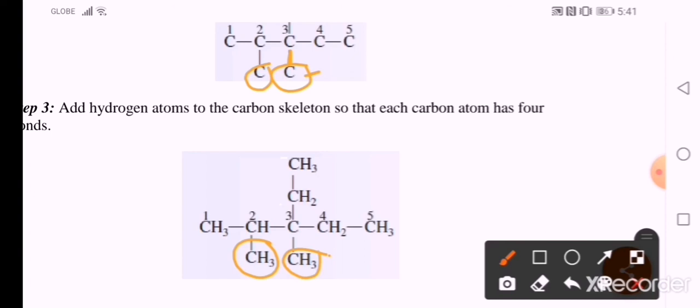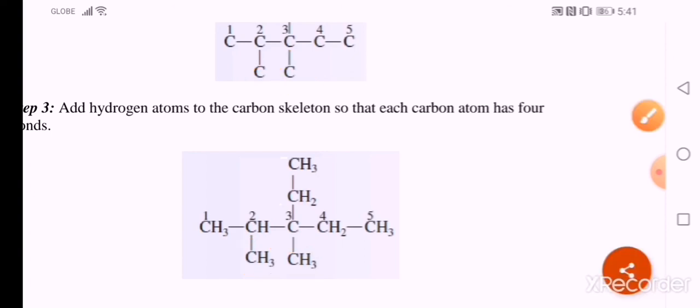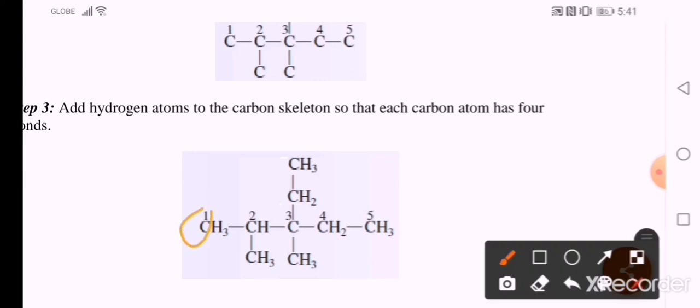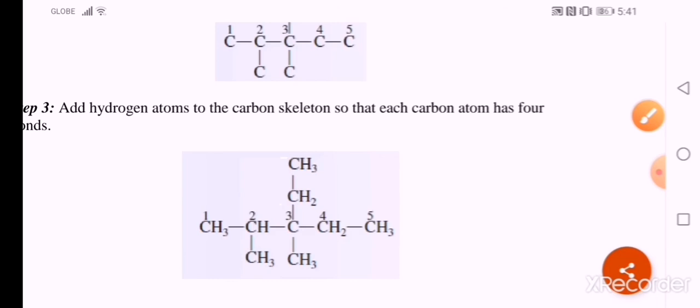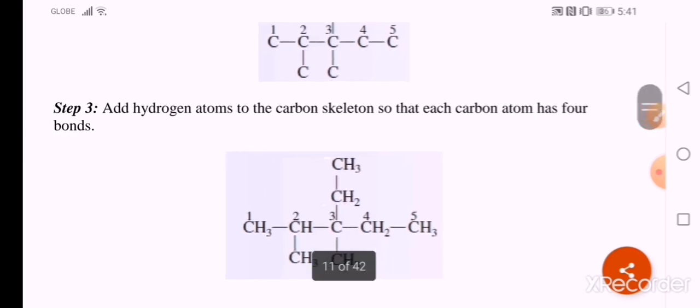Okay? So ang trick is kapag mga nasa dulo yung mga carbon atom natin, nandyan lang sila sa dulo, CH3. Kapag meron namang naka-attach sa kanyang tatlo, here for carbon number 2, CH lang. Kapag dalawa lang yung neighboring carbon niya, CH2. Kapag 4, ayan, C lang. Okay, so yun yung paglagay ng hydrogens.